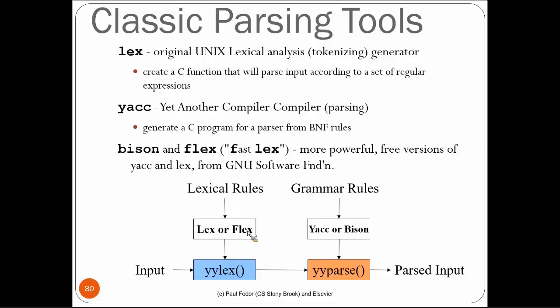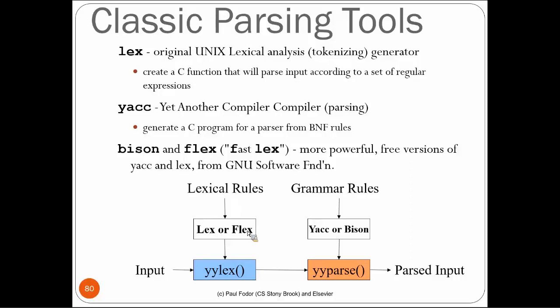And Yacc is the original parser written for Unix. It actually stands for Yet Another Compiler Compiler. It also generates C code for a parser from BNF rules. So the input is BNF rules, grammar rules written in Backus-Naur form, and the output is C code that basically uses if statements or tables to parse an input based on that grammar.